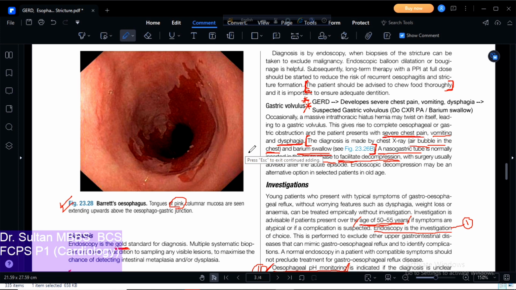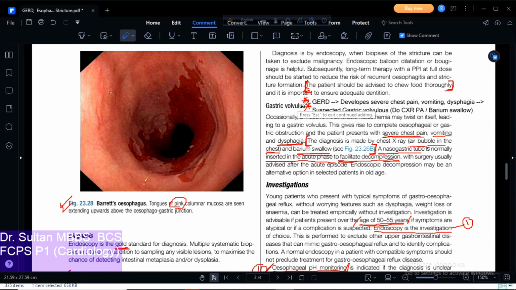Okay, so if you do a simple chest x-ray, if you see the air bubble in the chest on the chest x-ray, your diagnosis will be gastric volvulus. But if your chest x-ray is normal, you can do the barium swallow to diagnose a gastric volvulus. If these two are normal, then you can say that yeah, the patient with GERD developed chest pain. So his chest X-ray and barium swallow are normal, so it is like esophageal spasm that can mimic angina. Okay.